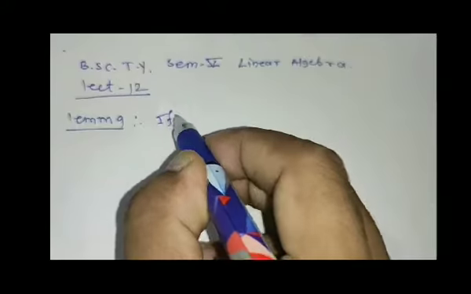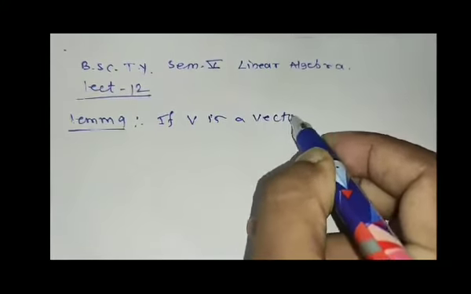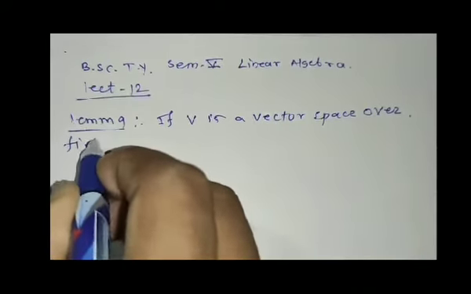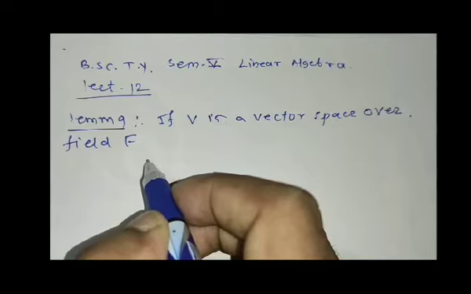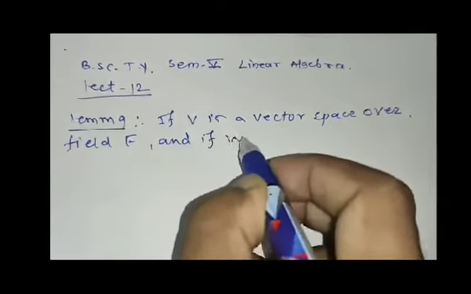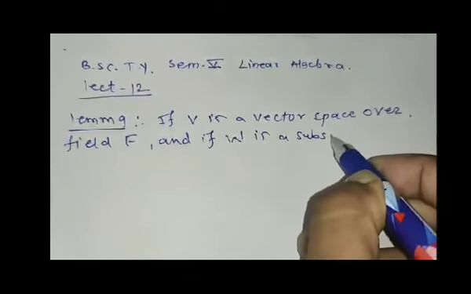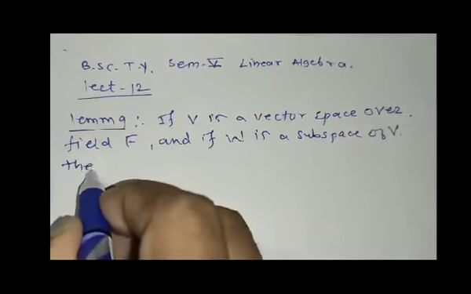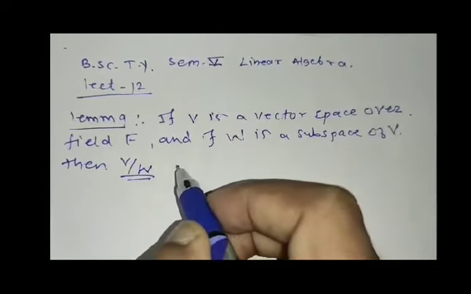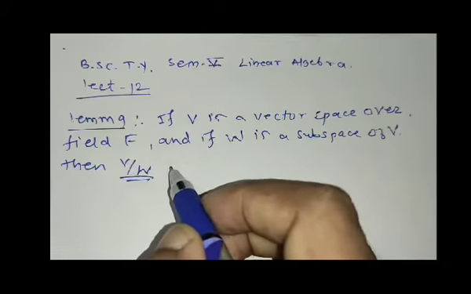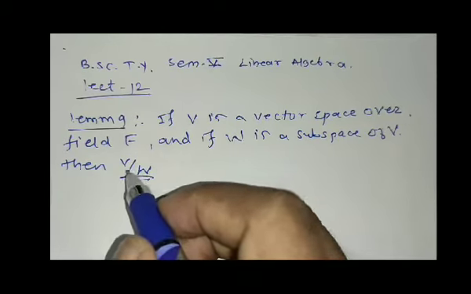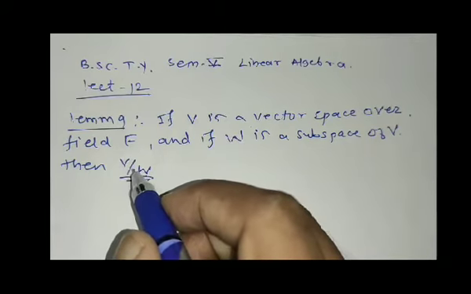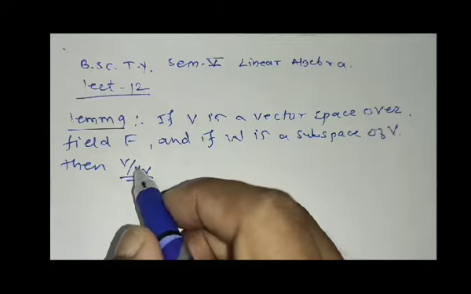I write here the statement. If V is a vector space over field F, and if W is a subspace of V, then this V by W, so what is this V by W? V by W is the set of all possible cosets of W in V over the same field F. And this V by W is called quotient space.